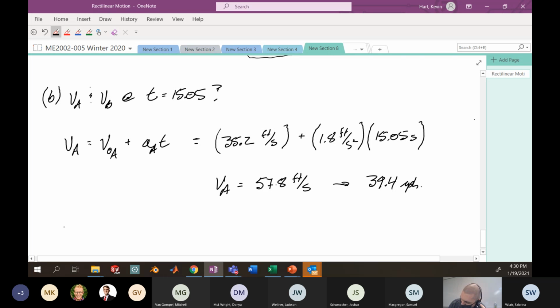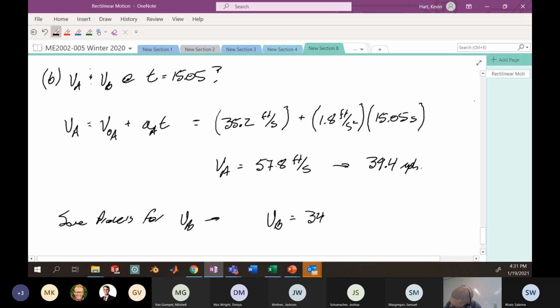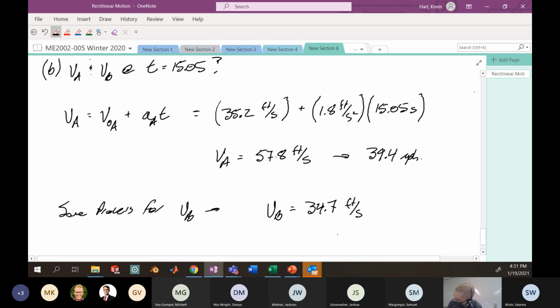Same process for velocity of B. I'm not going to write it all out. I think you guys get the gist. The velocity of B is 34.7 feet per second, or if you want it in miles per hour, 23.7.